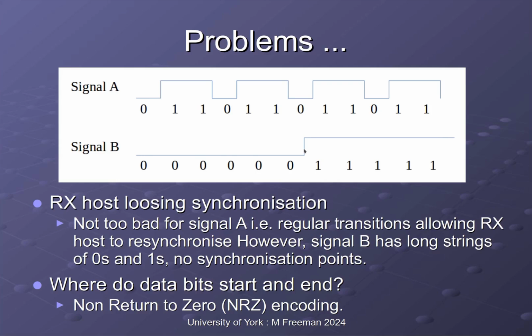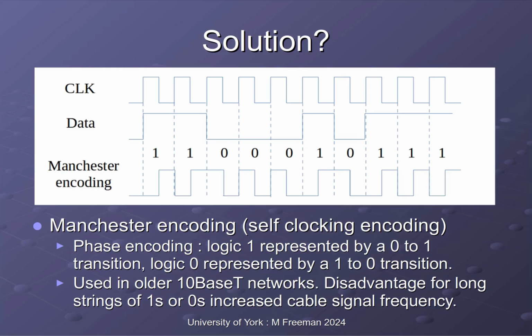So if you had a very long string of zeros or a very long string of 1s, again, over time, you'll start to lose synchronization at the receiving end. So we call this way of encoding our data a non-return to zero encoding scheme, as the signal here does not change when your data doesn't change. So one way around that is to change the way we encode our data.